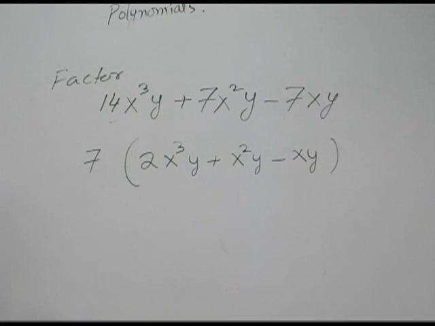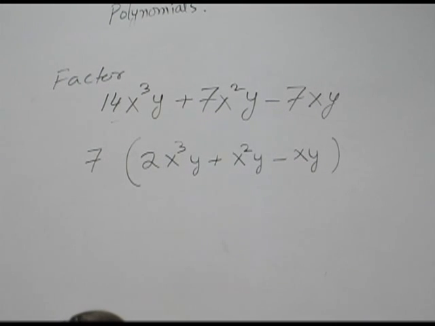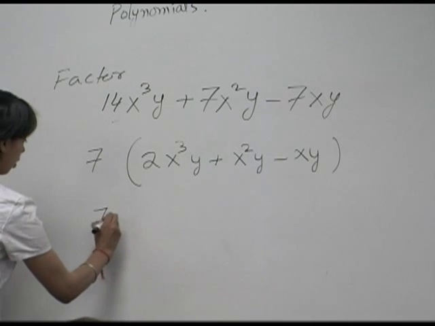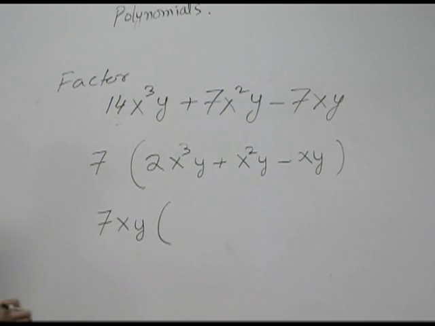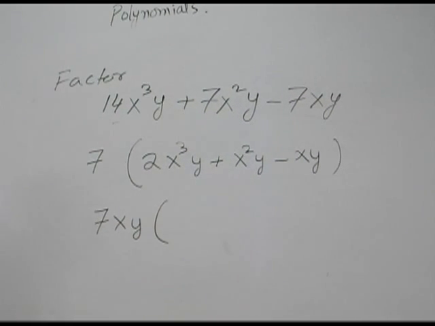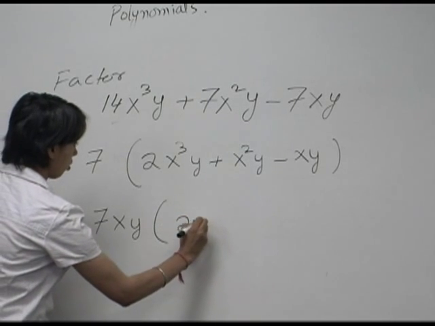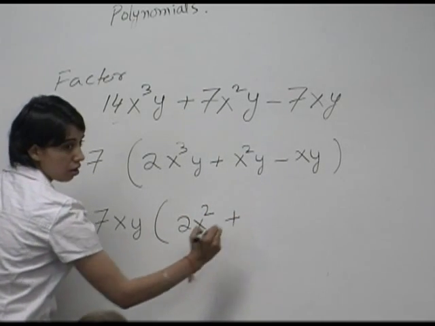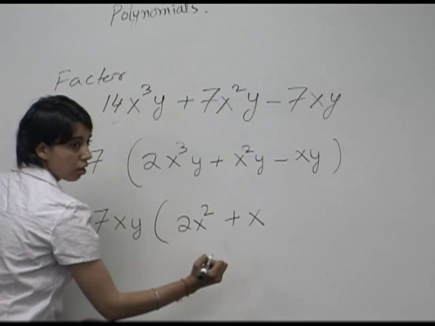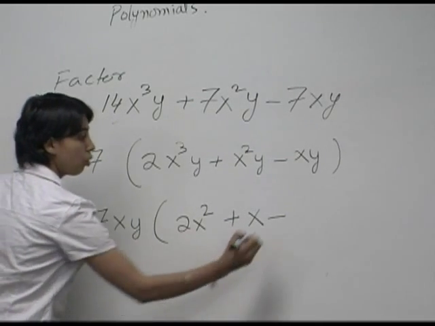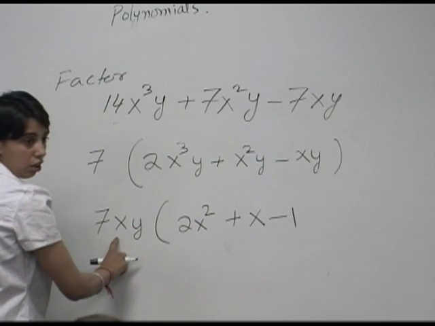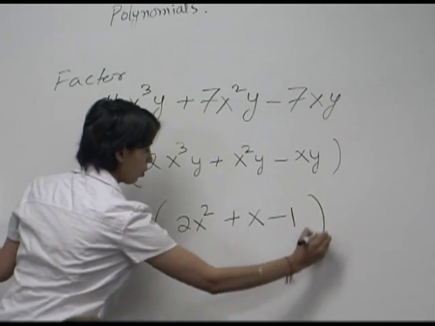X and y, good. How many x's can I pull out common? 1x, right? And how many y's can I pull out common? 1. So what am I left with? X squared. Very good. 2x squared plus x minus 1, right? X and y are already taken out, so it's left with 1.